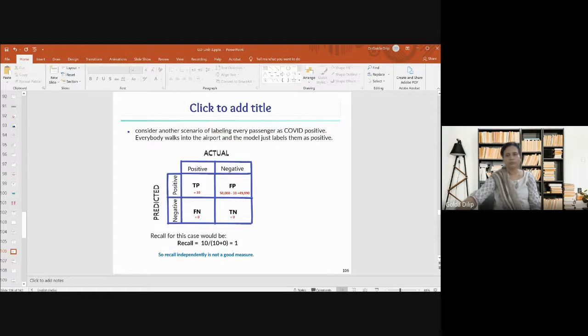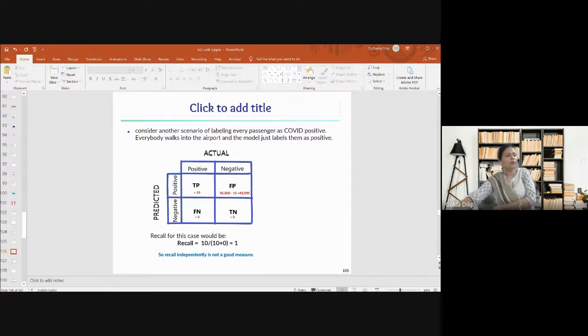So in this context, recall is a good measure. You're getting a recall of 0 by labeling everybody as negative. Actually, we want to maximize our recall.